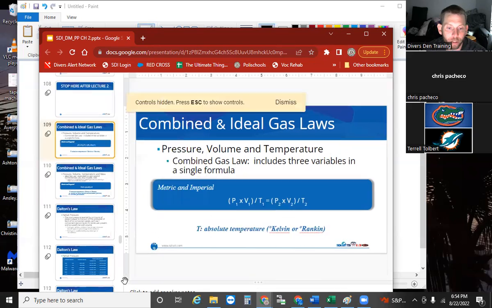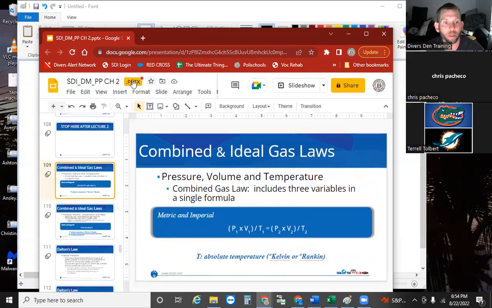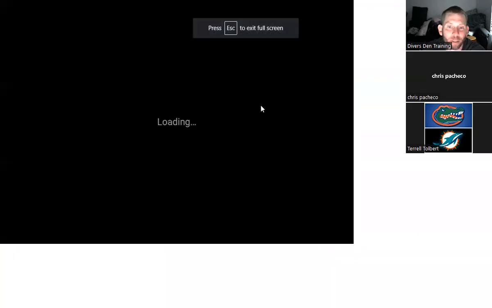So let me do full screen here. Nope, that's not what I wanted. I wanted to do escape. I want to do view slideshow. There we go. That's better.